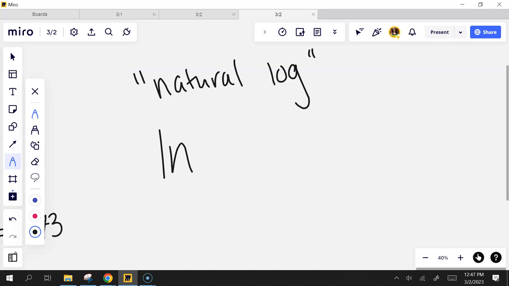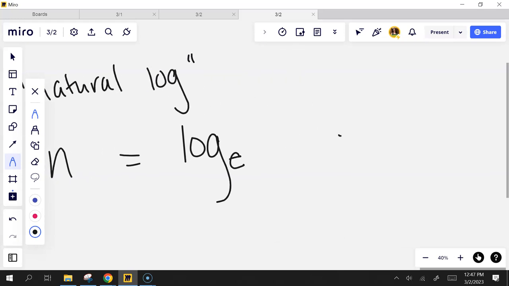Okay. LN is natural log. That just means a log that has a base of E. E is a button on your calculator. LN is also a button on your calculator. Now, if you had to do E to the third power, you'd push E. But if you do natural log of whatever, then you use the natural log button.